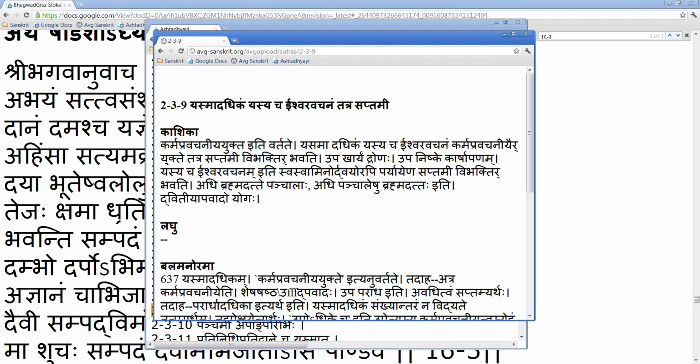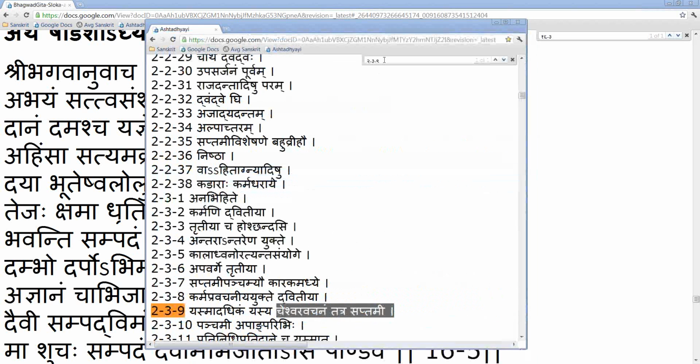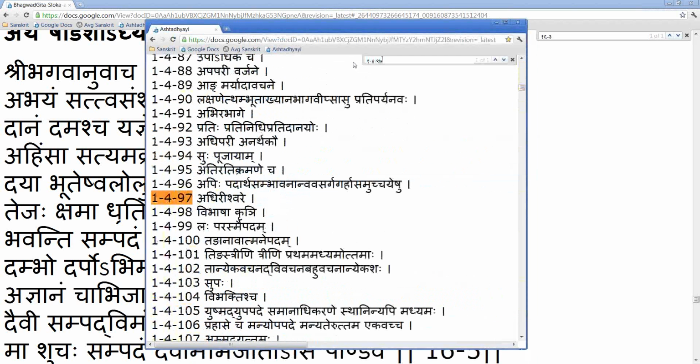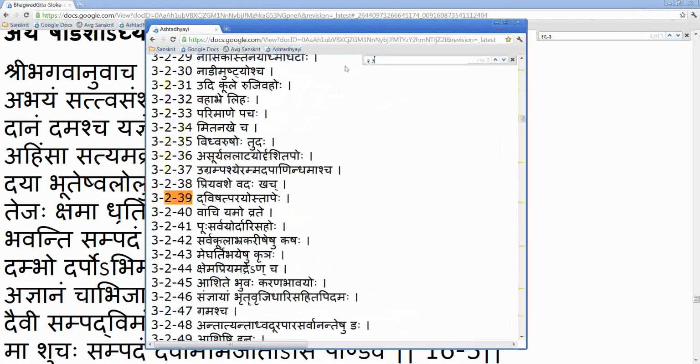Adi Brahmadatte Panchalaha. One more time, we got this 1497. We got the Karma Pravachaniya Sanya for Adi in the sense of Ishwara: one who rules, one who dominates, one who controls something. And then in connection with that Adi, which got the Karma Pravachaniya Sanya, we use this Sutram 239 to get the Saptami Bhakti.